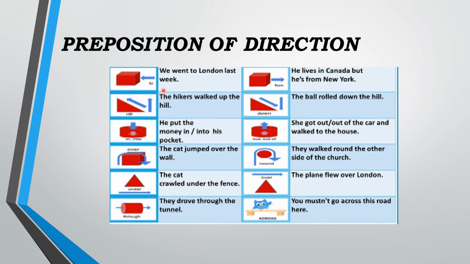Now let's discuss about prepositions of direction. Look at the first example. We went to London last week. The word to specifies the direction. And the next one is the hikers walked up the hill. The word up is the preposition of direction. Look at the fourth example. The cat jumped over the wall. The word over is the preposition of direction. They drove through the tunnel. Through is the word which specifies the preposition of direction.